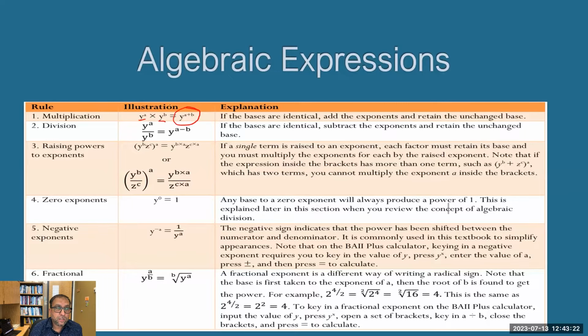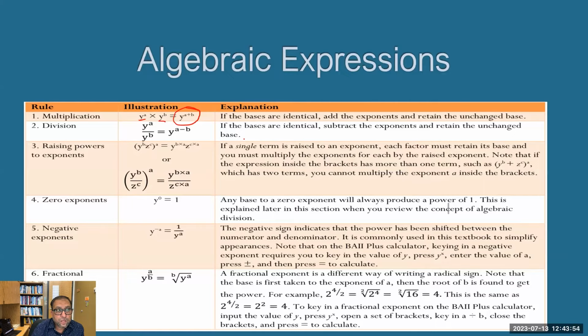The other case is if the base is the same, but the expressions are dividing, then the exponents should be subtracted. The base is unchanged, so retain the base, and we write it like y exponent a divided by y exponent b. So what we can do is y exponent a minus b.